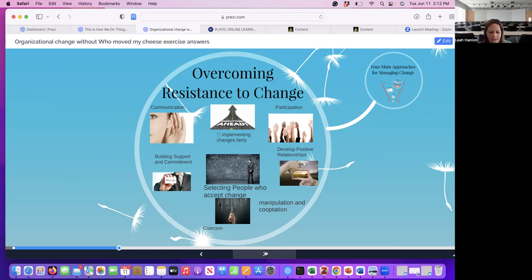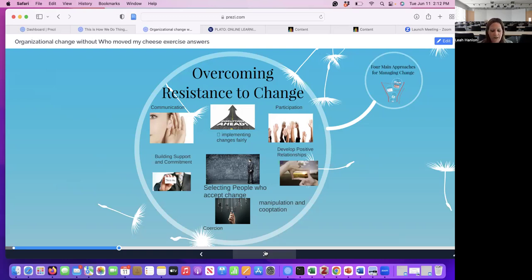Building support and commitment. This is people are more accepting if they're committed to the organization as a whole, or committed to you as a manager as a whole. If they are committed to you, they're more likely to agree with the different changes and at least give it a try. Developing positive relationships. More willing to accept if they trust the managers and see them as legitimate. So if they trust you, they'll trust you when you say this is for the better and give it a try.